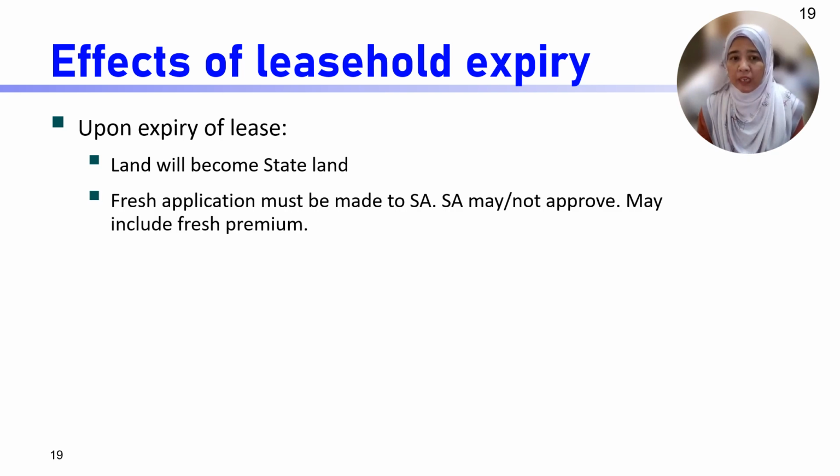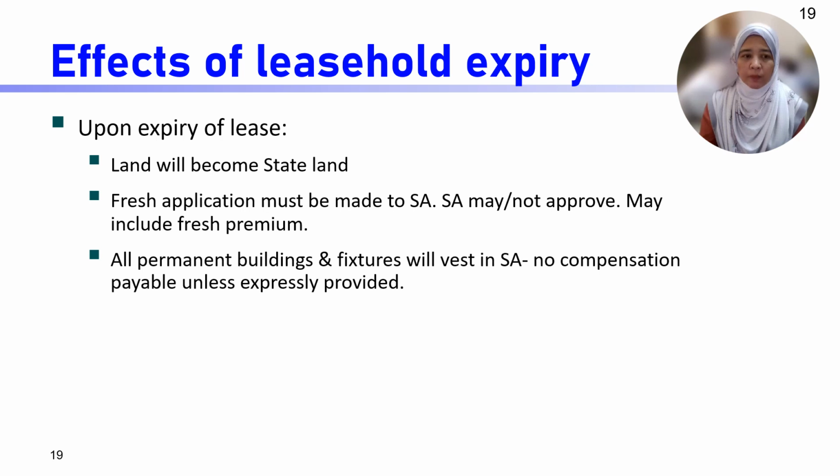And a fresh application must be made to the state authority, whereby the state authority may or may not approve the fresh application. And also, the application may include a fresh premium. You have to pay a new premium for land alienation. Remember we talked about premium for land alienation in our lecture on land alienation. The same case here, you have to pay for the new alienation.